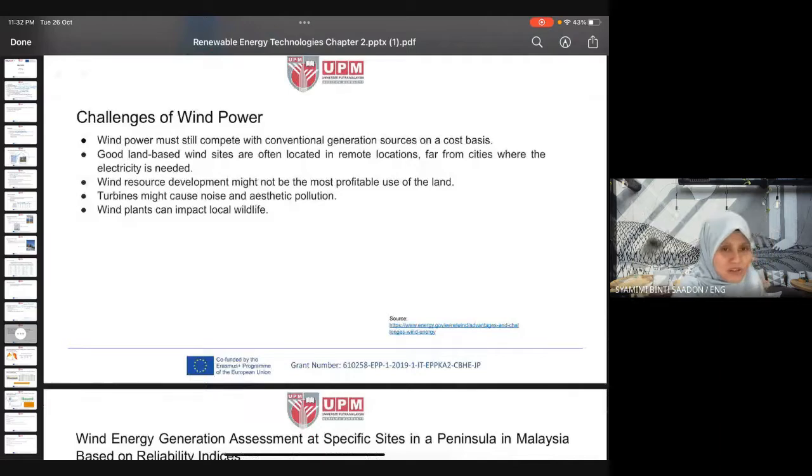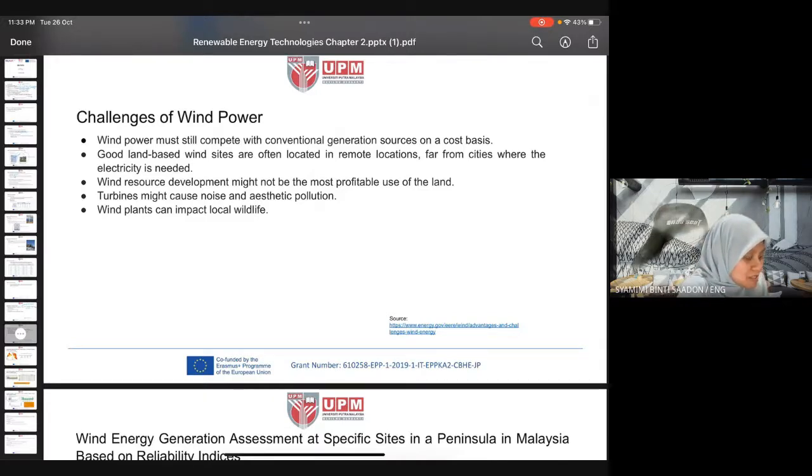Challenges of wind power, of course. When there are advantages, there are also challenges. Wind power must still compete with conventional generation sources on a cost basis. Even though we have a renewable energy solution, we still have to compete with conventional fossil fuels, oil and coal, in terms of cost, because some people still look at the cost rather than the clean or sustainable criteria. Because money is everything, right? So the wind still has to compete with that.